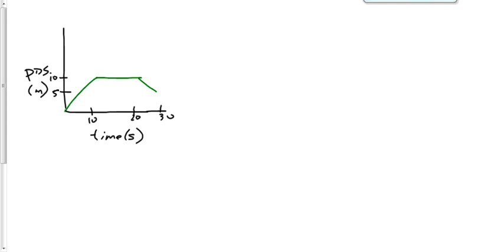What's the title of this graph again? I mentioned it a second ago, but you probably forgot what I said or didn't even hear it. Based on what you see up here, what's the title? Position versus time. Always y-axis versus the x-axis.